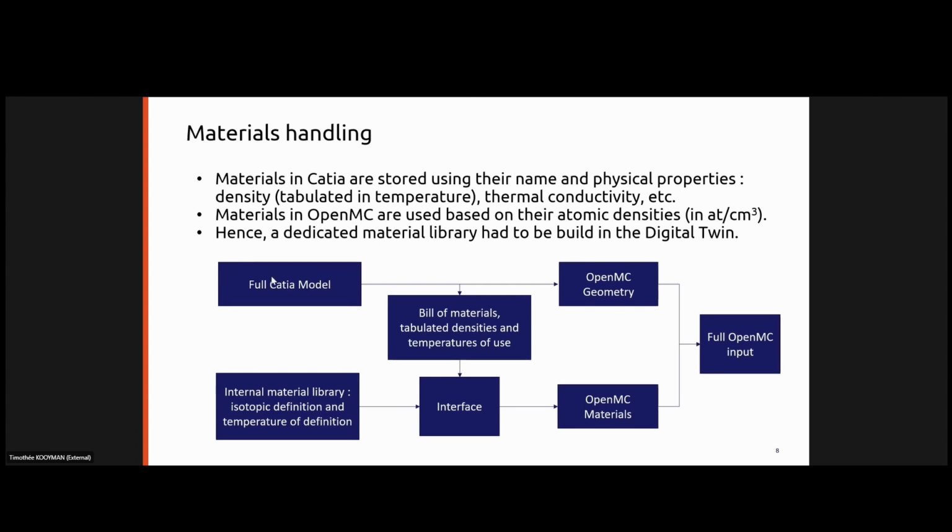How did we do that? CATIA has the information of what material is where, and we had to, in fact, see what material is where, what is the temperature of this material in the relevant part, and then carry out some interpolation to get the tabulated densities which are stored by CATIA, and then get the info from another part of the twin which stores the atomic compositions to build materials for the neutronics calculation using the adequate temperature and what is stored inside the digital twin. This way we can have a full OpenMC input file which can be used for criticality calculations and reactor design.